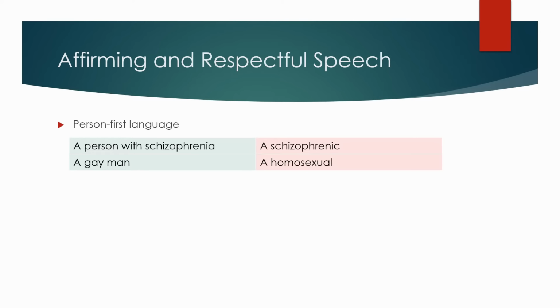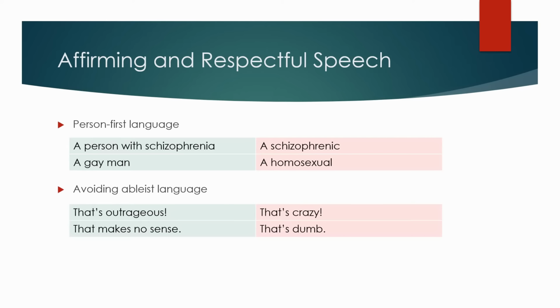Another way in which providers are affirming and respectful, many times they try to avoid ableist language. Ableist language is language that is offensive to people with disabilities, whether they be physical or mental. So, a schizophrenic would be ableist language. Just like saying, that's crazy. That's not typically something that you're going to hear from a mental health care provider. I have heard it before. But if a mental health care provider says something along the lines of, that's outrageous, it's important not to interpret it in an ableist way by saying that's crazy.